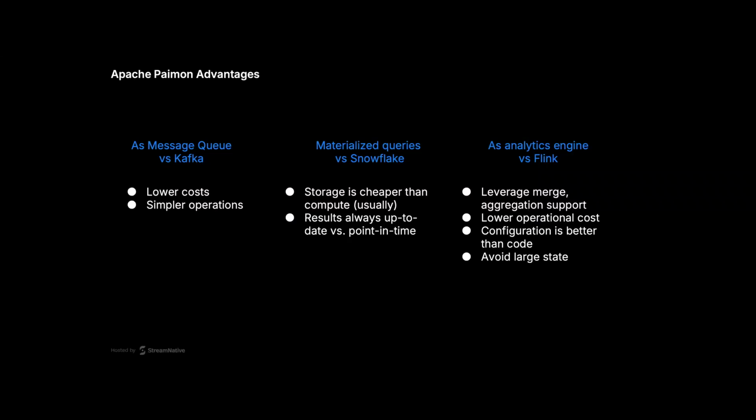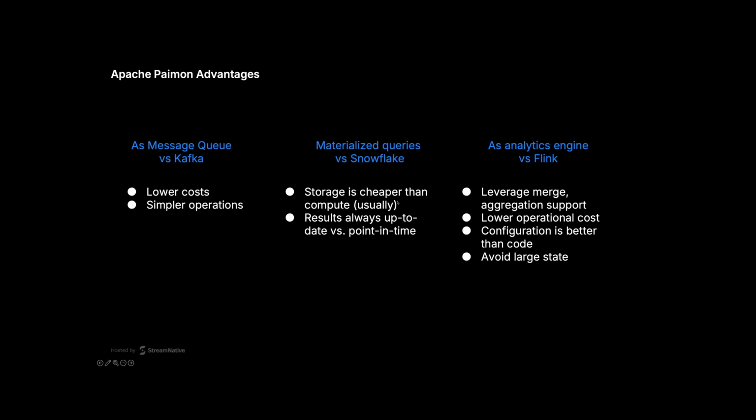Some of the benefits of Paimon is that you can use Paimon to replace your Kafka completely. So you can get rid of Kafka completely. The benefit you will get is much lower cost and simplified operations. You can use that as an alternative to Snowflake as well, where it supports materialized queries. On Kafka, the logic and the processing is everything actually being done on the storage level the moment it is being stored, which means storage is cheaper than compute.